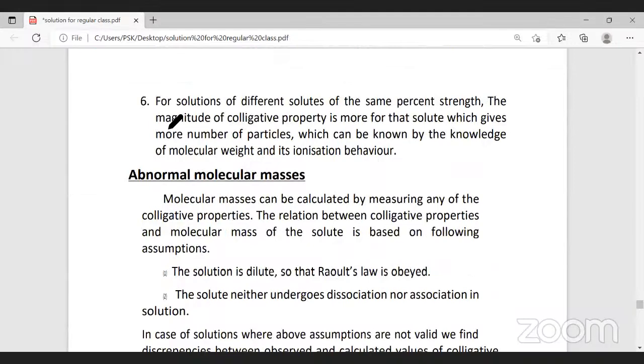Sixth one, for solutions of different solutes of the same percent strength, the magnitude of the colligative property is more for the solute which gives more number of particles. We have learned in the first point that colligative property is directly proportional to the number of particles, which can be known by the knowledge of molecular weight and ionization behavior. So this is with respect to the factors affecting colligative property.